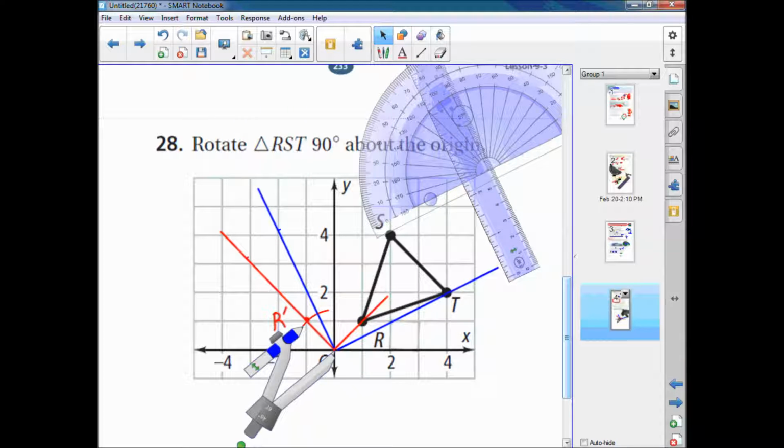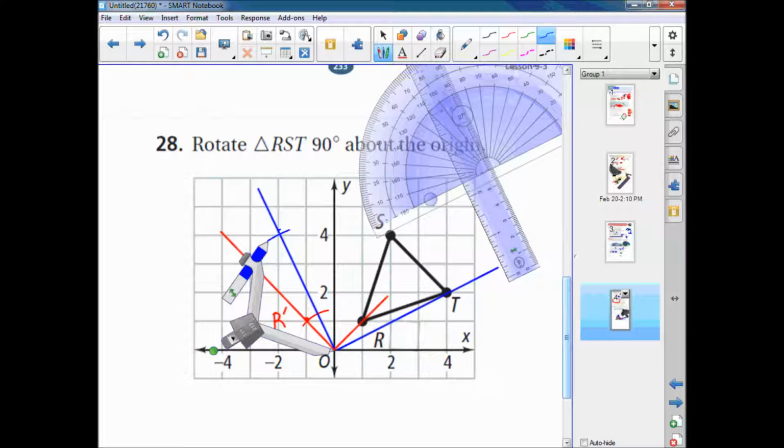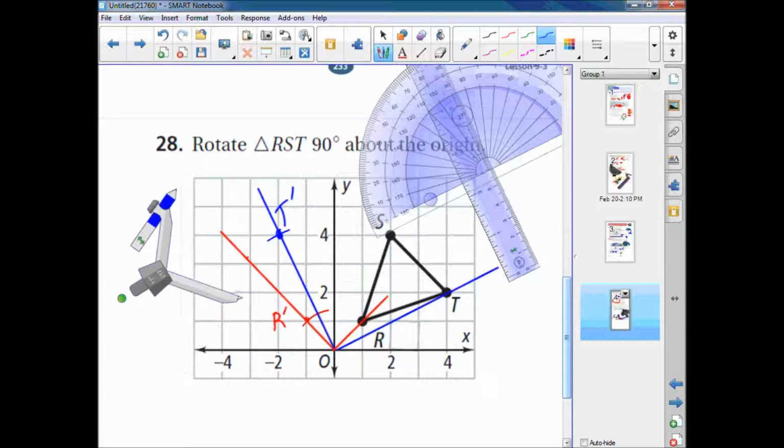And then one more time, we have to measure the length here. So let's spin this around. We'll measure out from O all the way to T, and somewhere about right there. If I spin this around, it looks like it's on T, and then I'll come up here and mark it in. So this is going to be T prime right here. And then we have to do it one more time to move S.